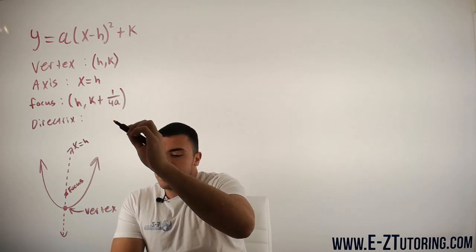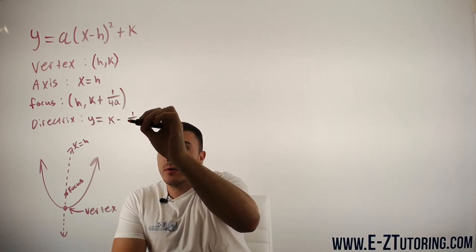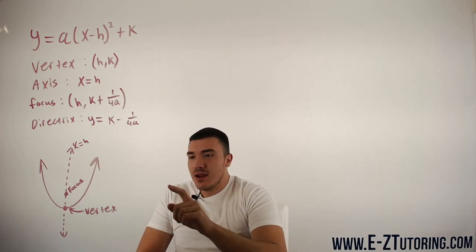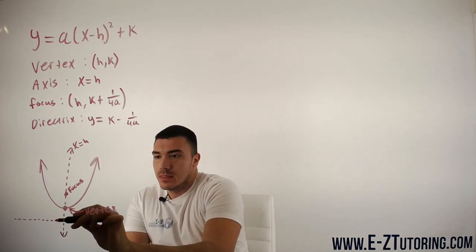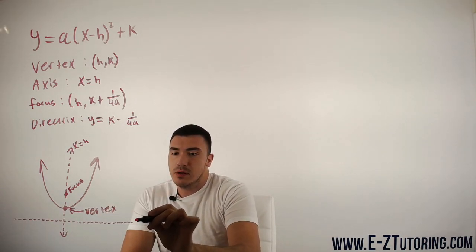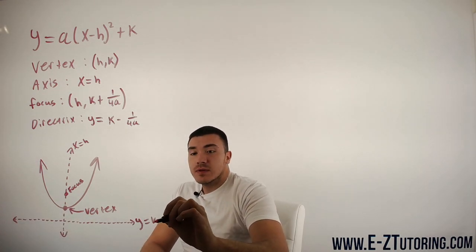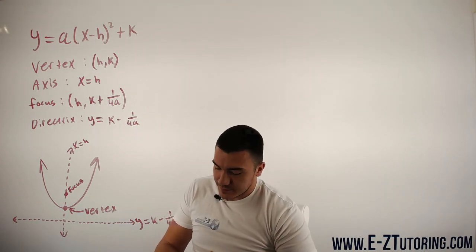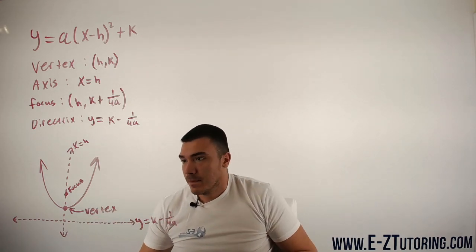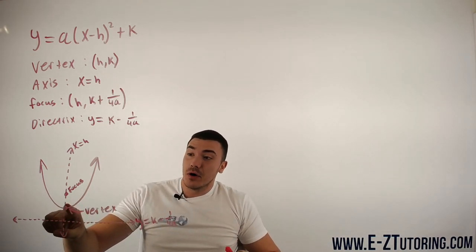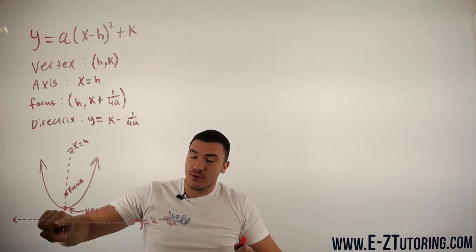So your directrix is going to be at y equals k minus 1 over 4a. You'll notice that k was our y coordinate of the vertex, so therefore our directrix is going to be somewhere below the vertex. So this is the line y equals k minus 1 over 4a. All right. So I'm going to explain now what the directrix and focus do. So pretty much any point on this parabola will be equidistant from the focus and the directrix.